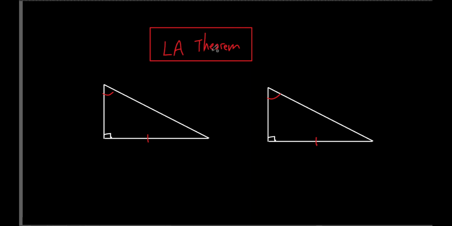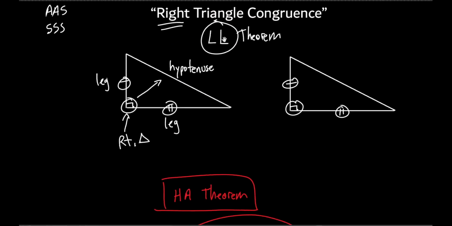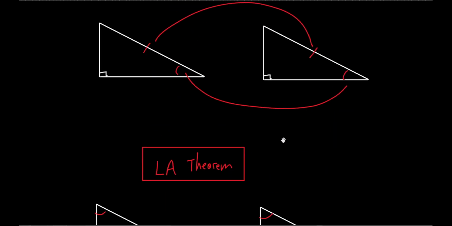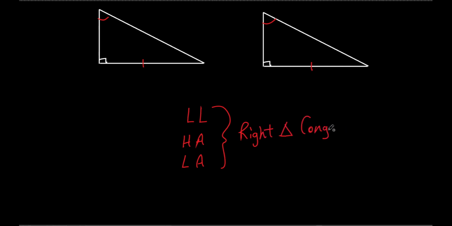So there's a couple situations where you could get leg angle in there. So we got 3 of them. Let's go through them again. Leg, leg. We got hypotenuse angle. And we got leg angle. Let's write those down. What was the first one? Leg, leg. Second one, hypotenuse angle. And then the third one, leg angle. Those are my right triangle congruence reasons, the reasons why right triangles could be congruent to each other.